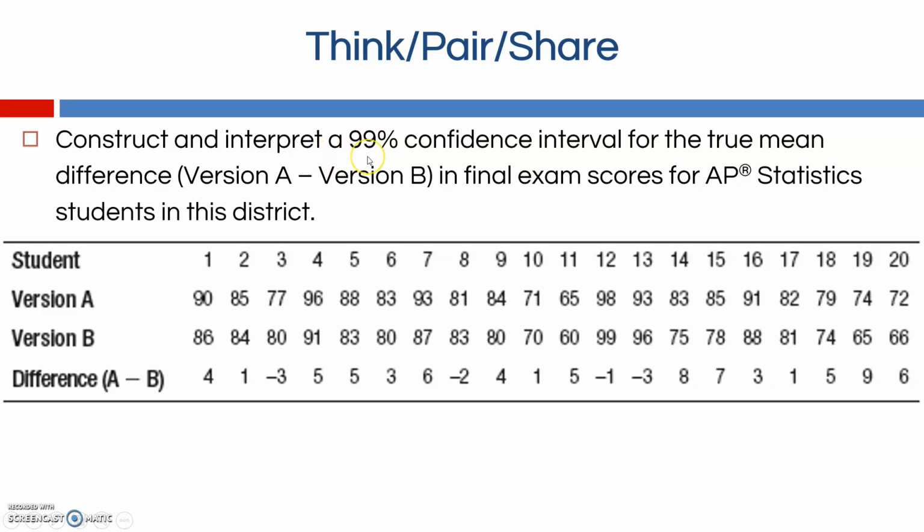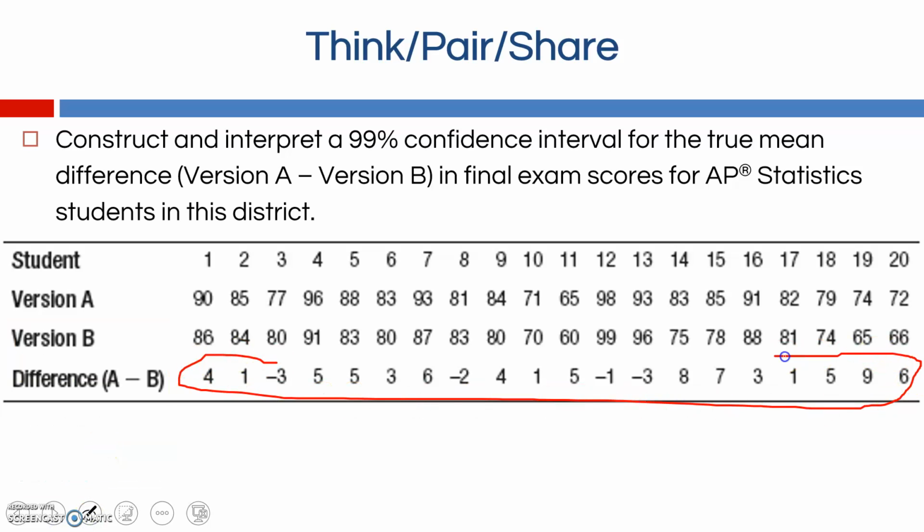So we are going to construct a 99% confidence interval for the true mean difference of version A minus version B in final exam scores for AP Stat students in this district. All right, I want you to pause the video and make a list of the data on the very, very last row.